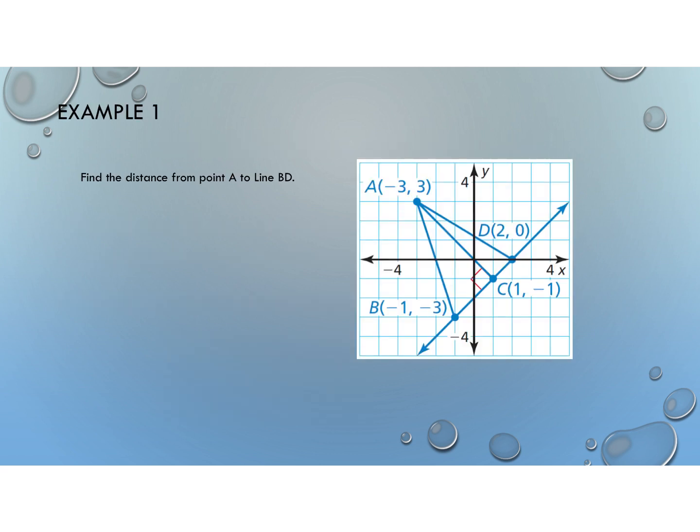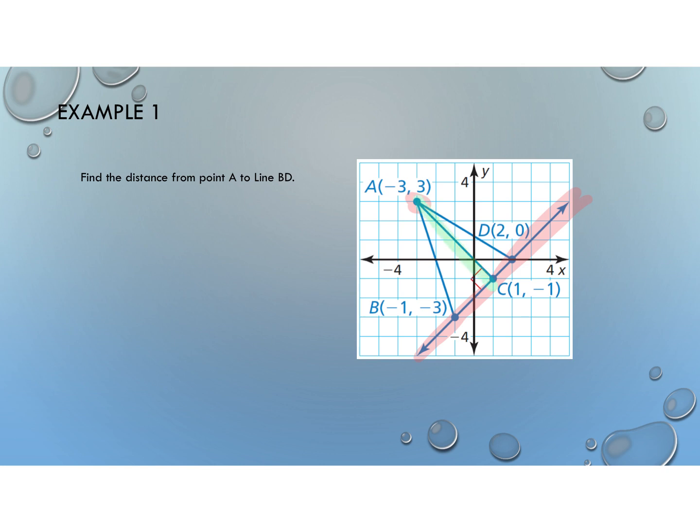For this one, they want us to find the distance from point A to line BD. Keep in mind, I'm going to highlight those points. Point A is right here, and line BD is right here. Now, there's three paths point A can take to that line. The shortest is AC, which I will highlight in green.